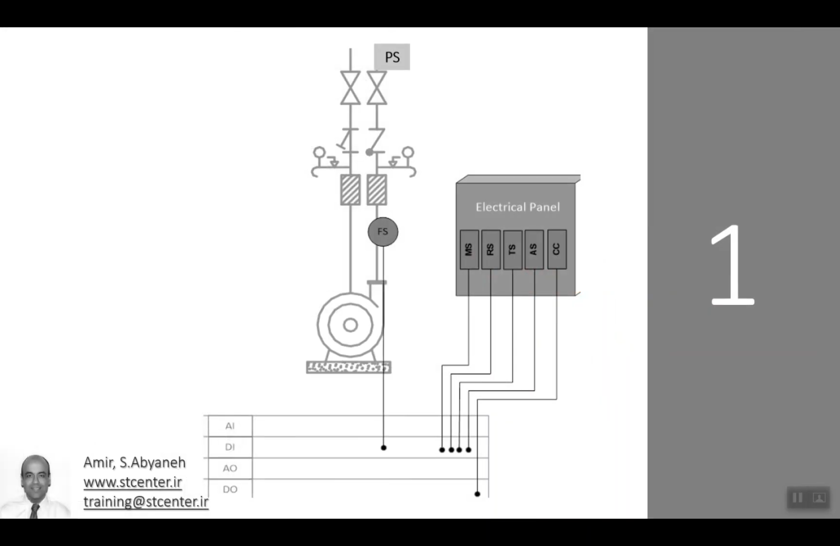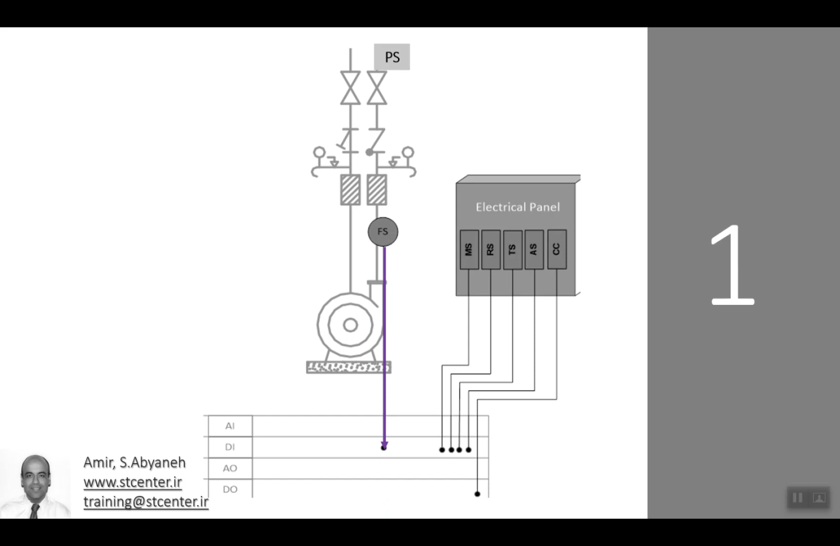In this picture you can see the schematic figure of the centrifugal pump. You can see what components we need to control and monitor in BMS. So let's start. First of all, we need a flow switch, because of that we need a digital input from the BMS side to read the data.